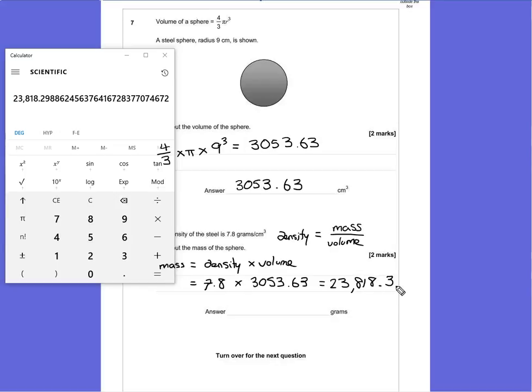23,818.3. This would be 30 to 2 decimal places, so that would be 23 kilograms. But because it asks it in grams, we leave it as 23,818.3 to give us our 2 marks.